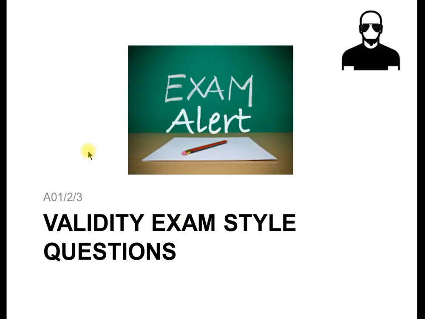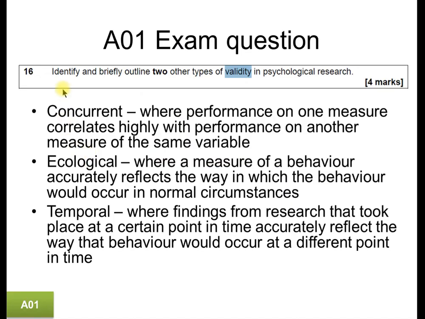Okay, glad you stuck around. So, validity exam style questions. Briefly outline two other types of validity in psychological research. So they're obviously going to name one and ask you to come up with the other two. In this case, I've included all three because I can just copy and paste. But really, it's 4 marks, 2 marks per explanation: one for naming it, one for explaining. So the old name and explain procedure.